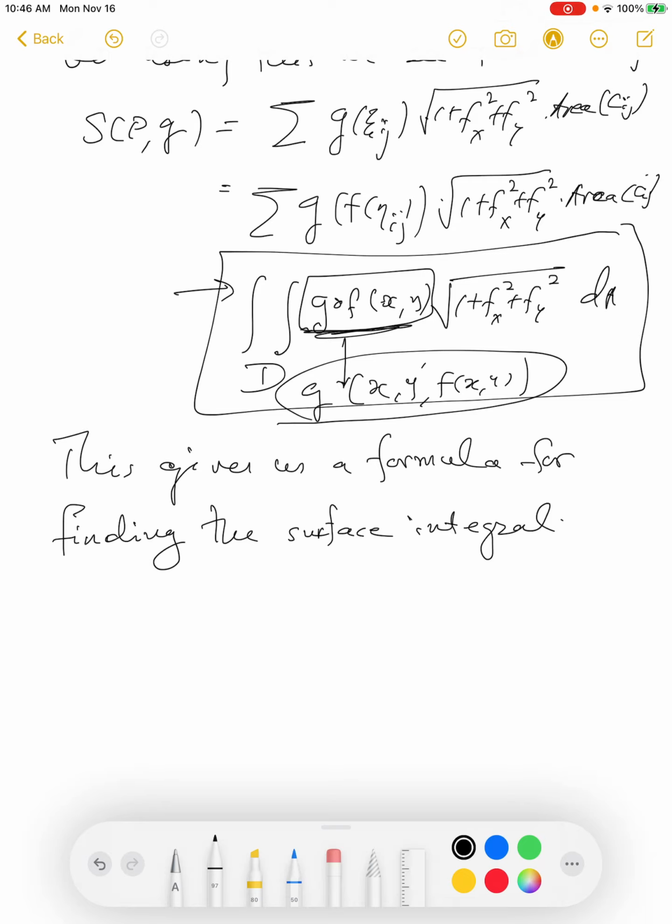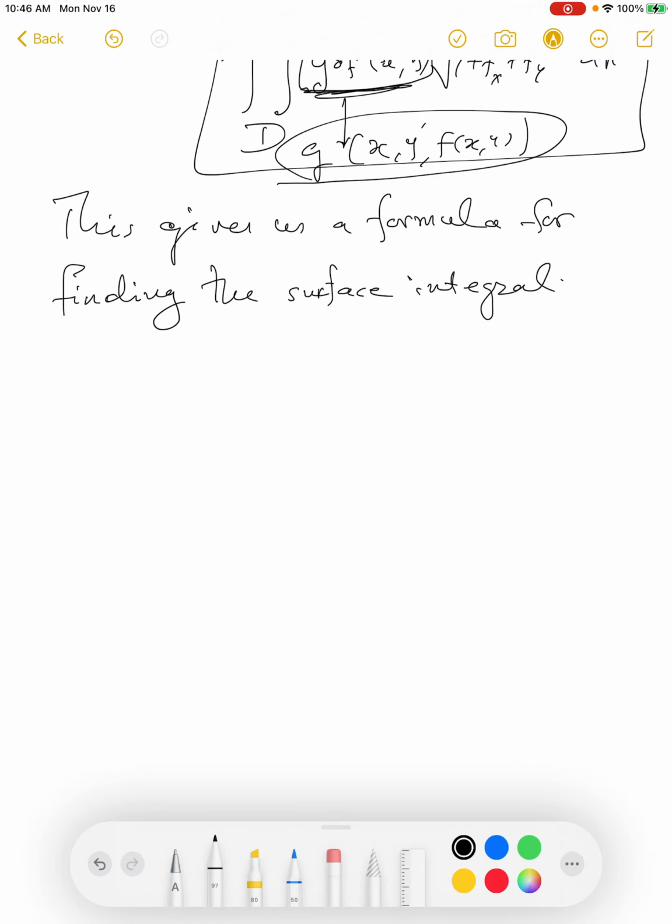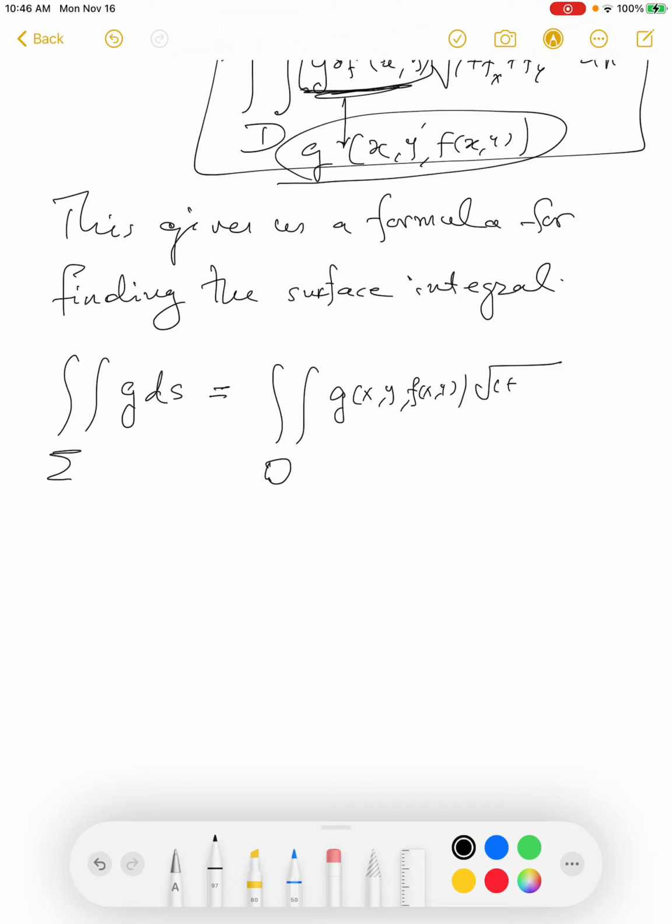Good. So let's do one problem to practice. So let me write down the formula one more time. So if you want to integrate G ds on a surface sigma, this is going to be a double integral on D. D is the projection of S. G of x, y, z, where z will be f of xy, times root of 1 plus fx square plus fy square dA.